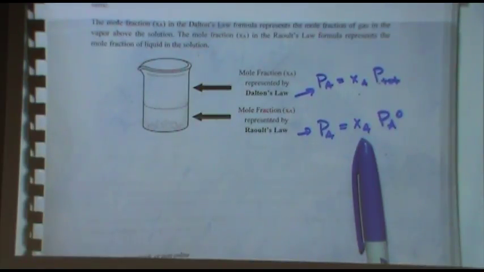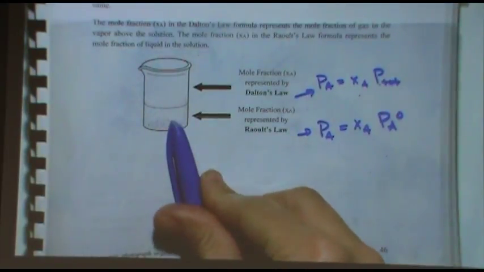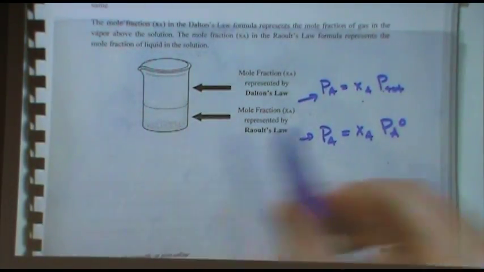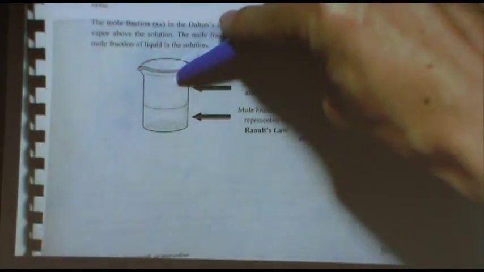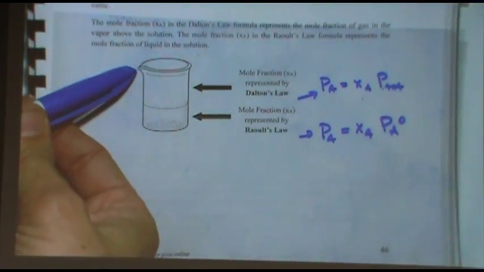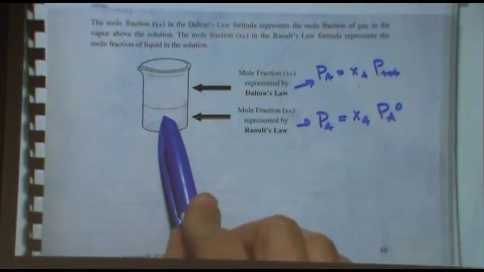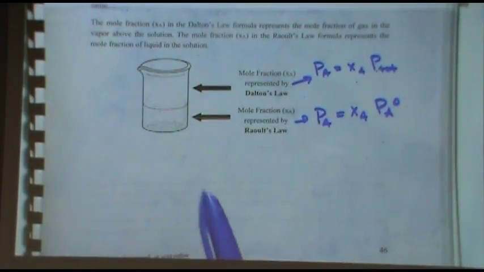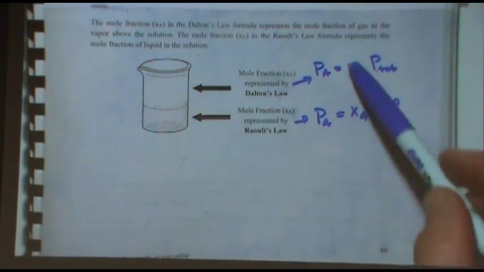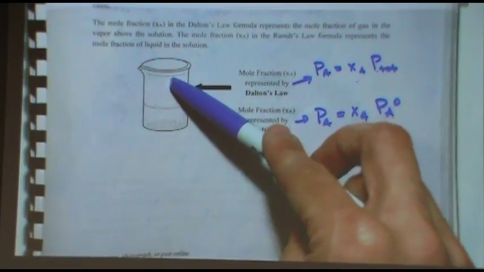So you could actually set these equations equal to each other, if need be, in a particular problem, because the PAs are equal. The X's are not the same, even though they're both X's. The X on the bottom refers to the mole fraction in the solution. The X up here for Dalton refers to the mole fraction in the gas above the solution. One more time: this mole fraction is the mole fraction of the liquid. This is the mole fraction of the gas. Those would rarely be equal, but it's possible they are. But usually the mole fractions are never equal in here versus up here.